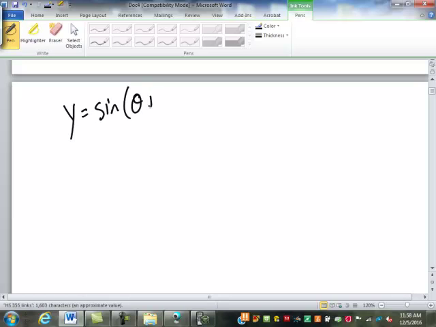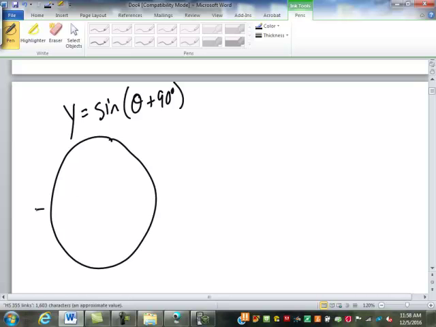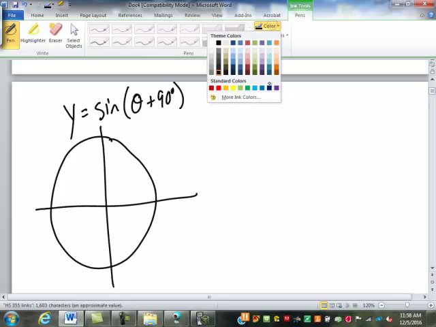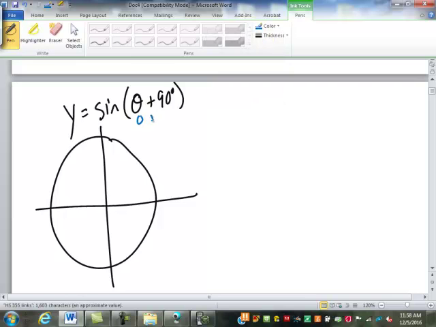Let's say y equals sine of theta plus 90 degrees. Now, yes, I do realize I have to come back and go through these in radians in just a minute. But if we start at y equals sine of theta plus 90 degrees, what that is saying is, if we looked at our unit circle, if I put 0 in for theta, it's 0 plus 90. It's going to behave like 90 degrees. If I put in 90 for theta, 90 plus 90 is 180. It's going to behave like 180 degrees.